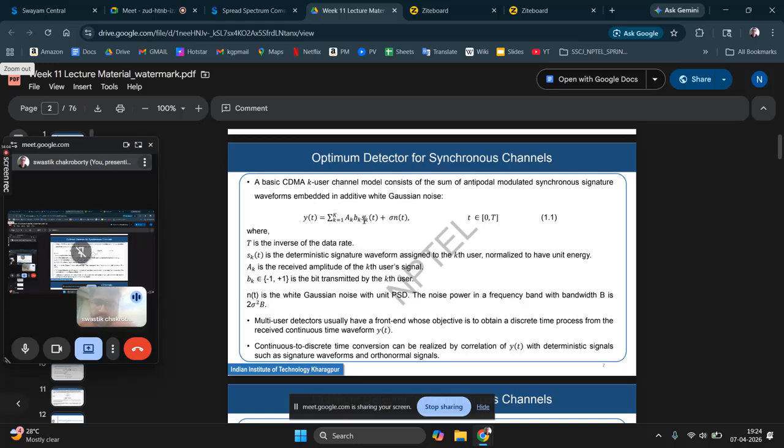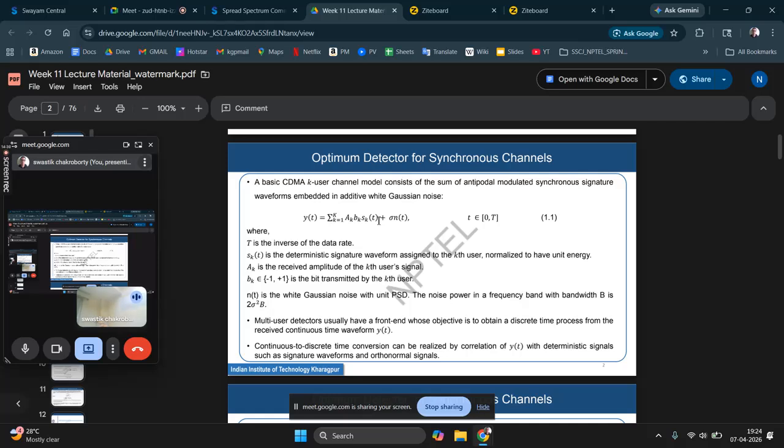Okay, so the next part: a basic CDMA channel will consist of K users, which is given as follows. s_k(t) is the signal that is assigned to the kth user, A_k is the received amplitude or RSSI, and b_k is the bit transmitted. So each user k wants to transmit a bit b_k that will be modulated by a waveform s_k, and finally that will have some gains and losses which will together be incorporated in the amplitude A_k.